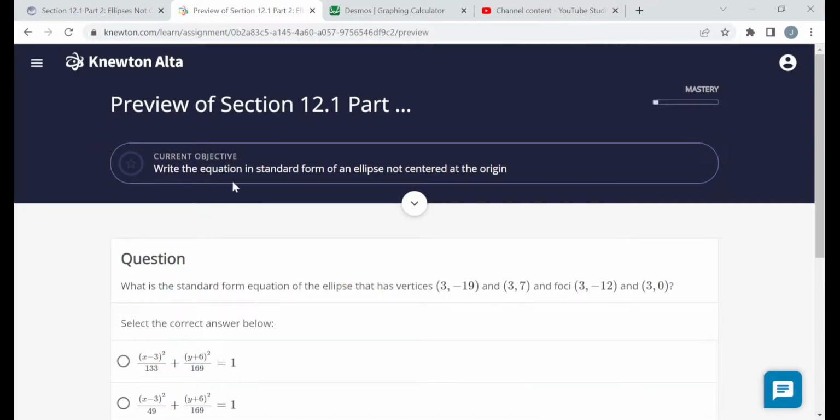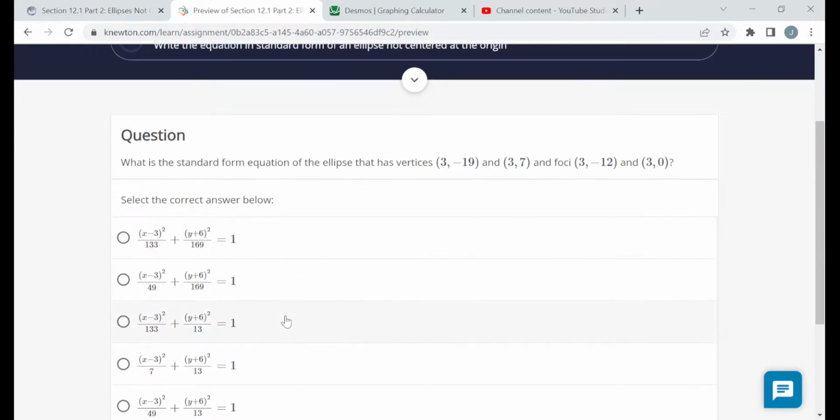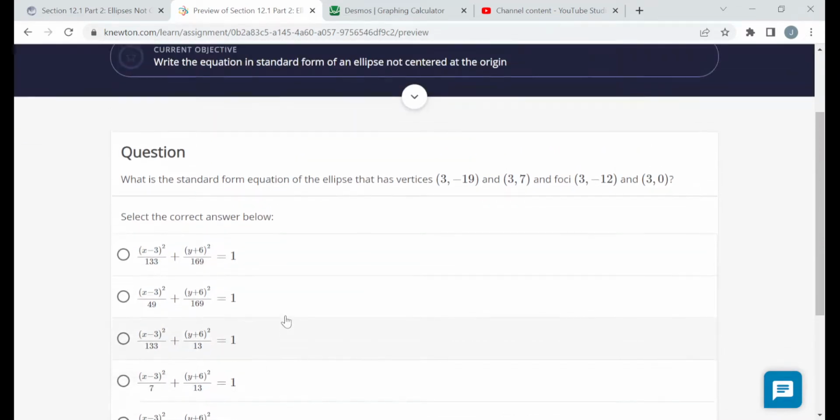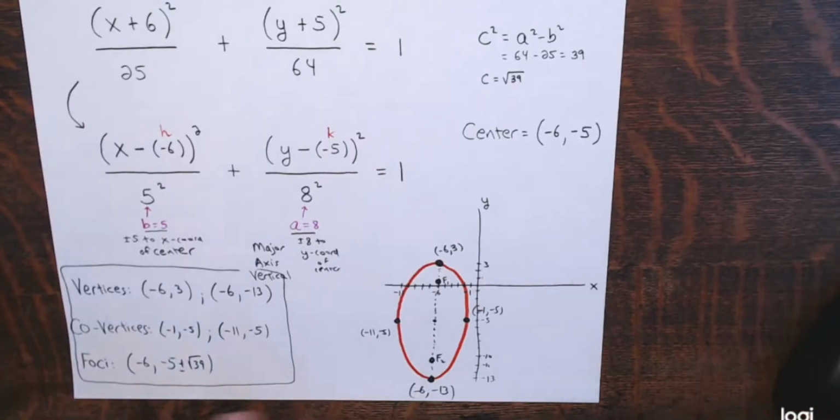Alright, so now we're in this objective: write the equation in standard form of an ellipse not centered at the origin. Here they're giving me some vertices and the foci of the ellipse, and we're asked to write the equation of this ellipse in standard form. I'll write this information out, maybe even draw a little picture.